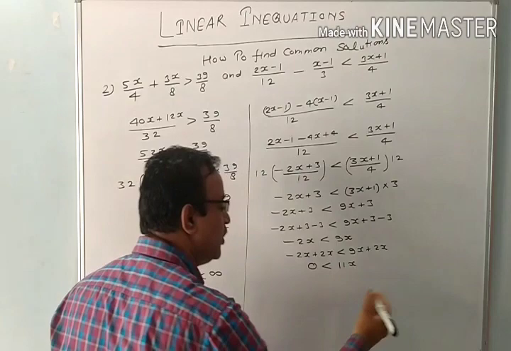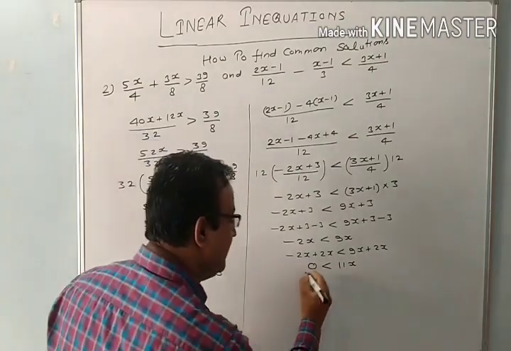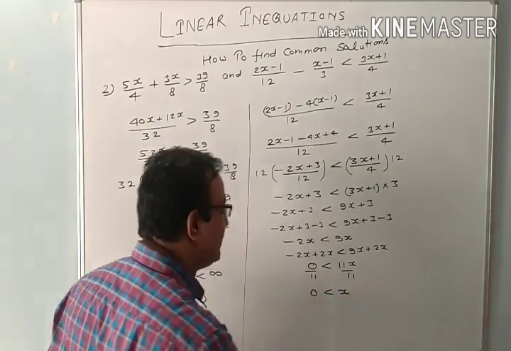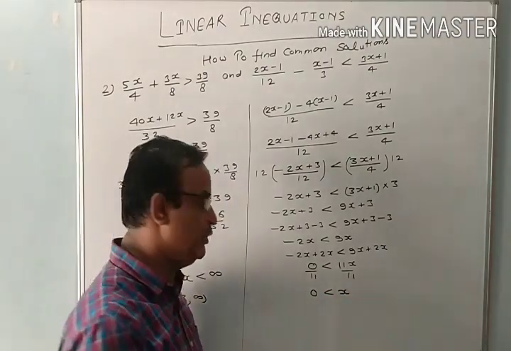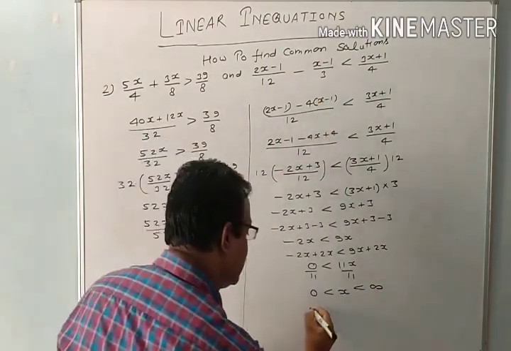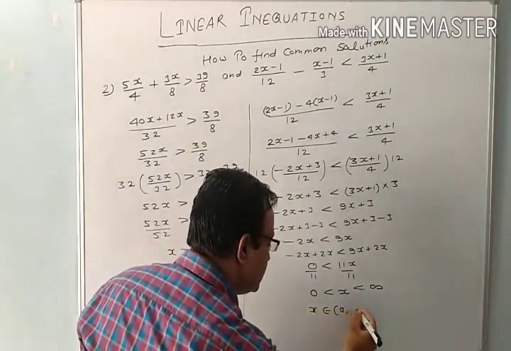11x is more than 0. We will divide by 11. So 0 is less than x. That means the value of x here is more than 0 but less than infinity. So the solution of the second given linear inequation is x belongs to (0, infinity).